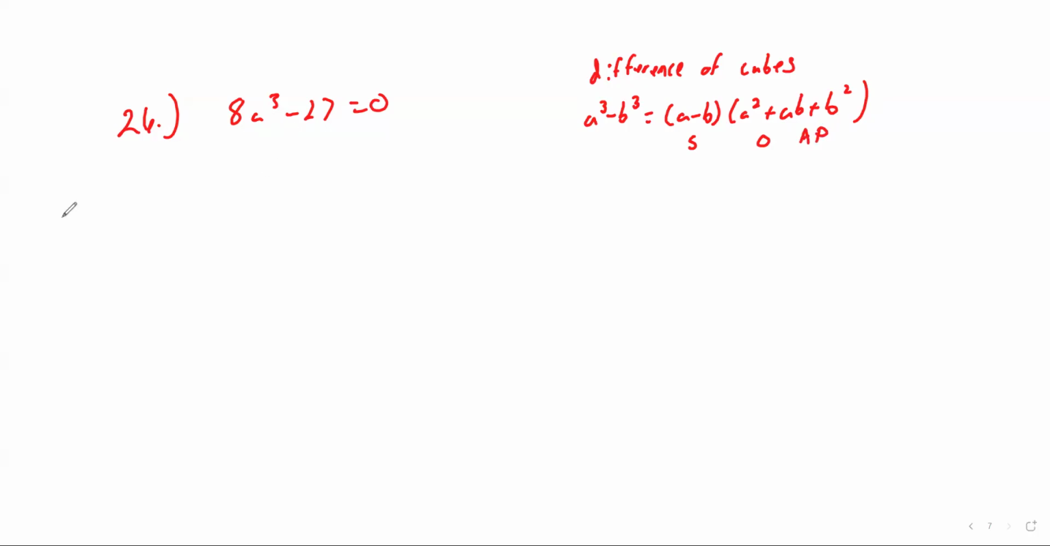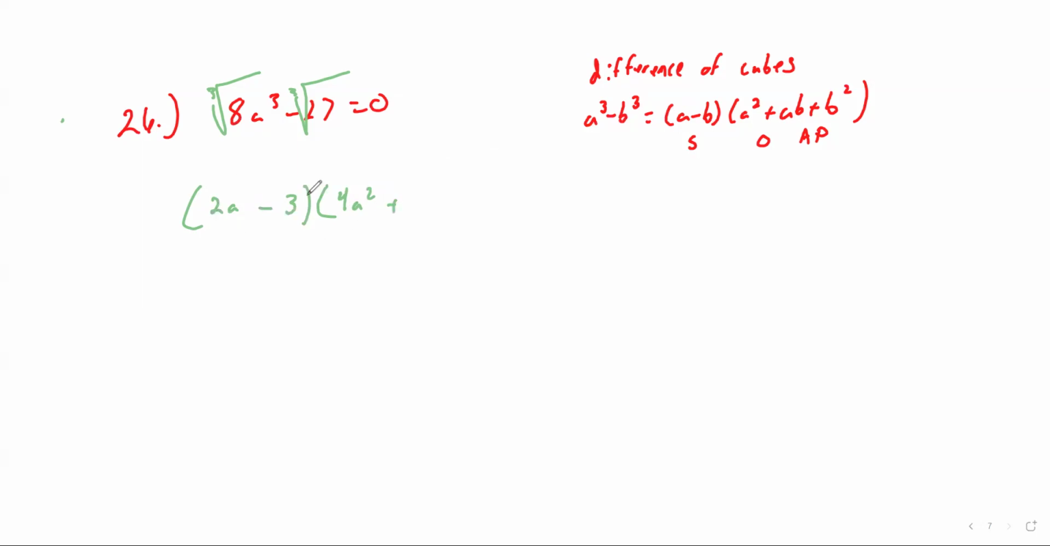So in this case, I take the cube root of each one. The cube root of 8a cubed is 2a, because 2 times 2 times 2 gives me 8, and a times a times a gives me a cubed. Minus the cube root of 27, which is 3, because 3 times 3 is 9, and 9 times 3 is 27. All right, and then from here I can finish this off. So 2a squared would be applied both to the 2 and the a, so that becomes 4a squared, because 2 squared is 4, and then a squared is a squared, plus 2ab.